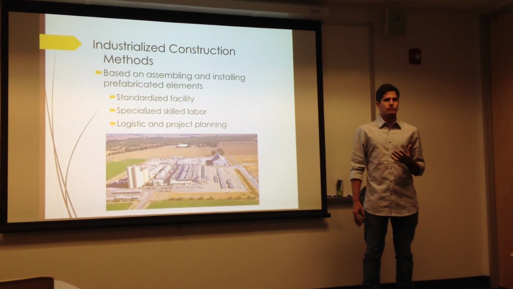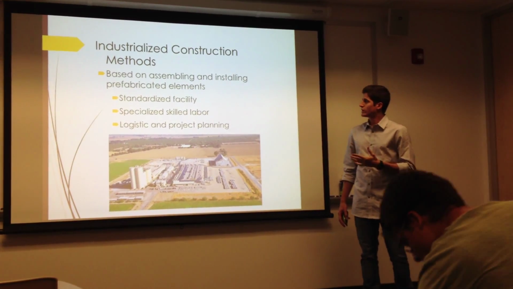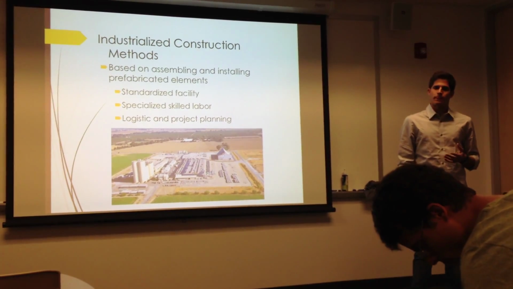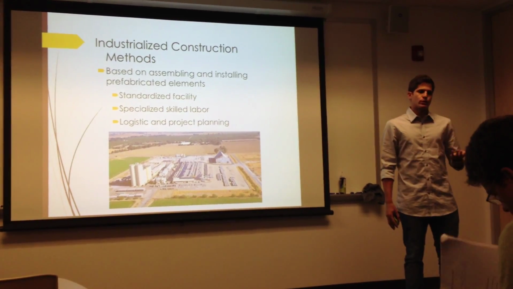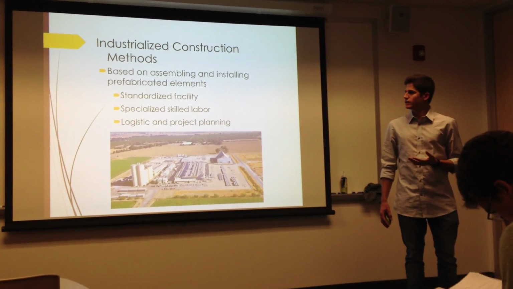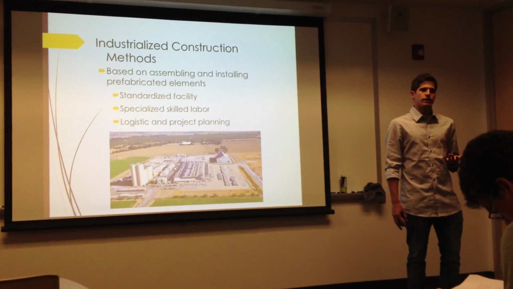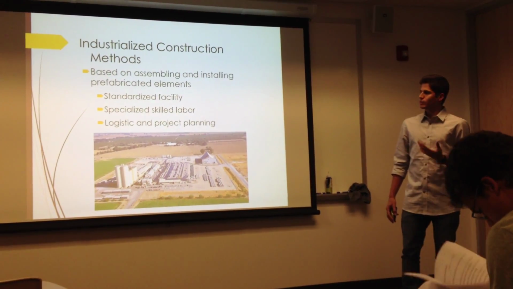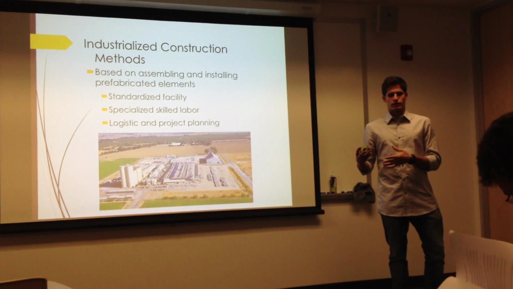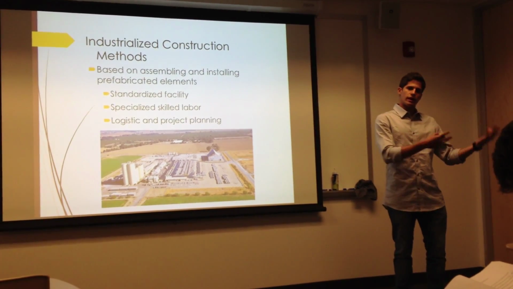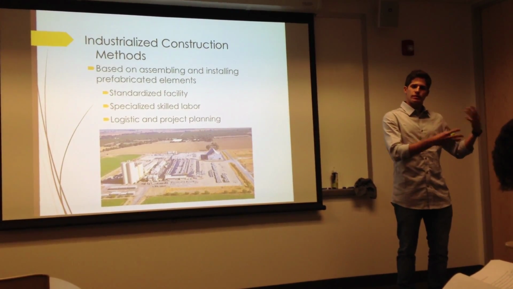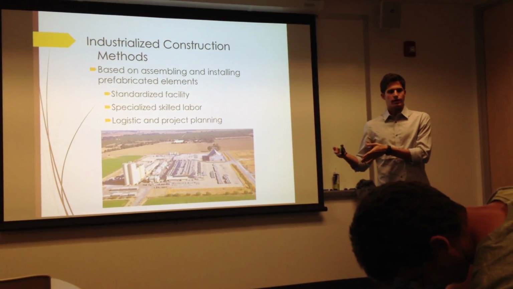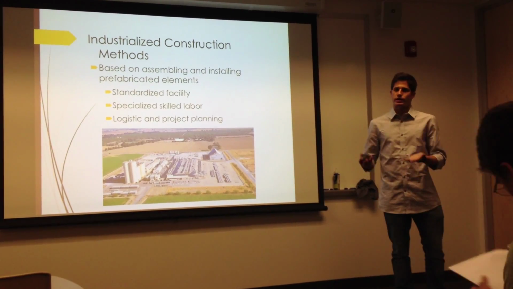Now let's move on to the second discussion section, which is the industrialized construction method. This method is based on assembling and installing of prefabricated elements. So it requires a standardized facility, it requires specialized skilled labor, and you must consider logistic and project planning. So this method starts in an industrialized facility, then the elements are made and they have to be transported to the construction site, and there the building erection happens.